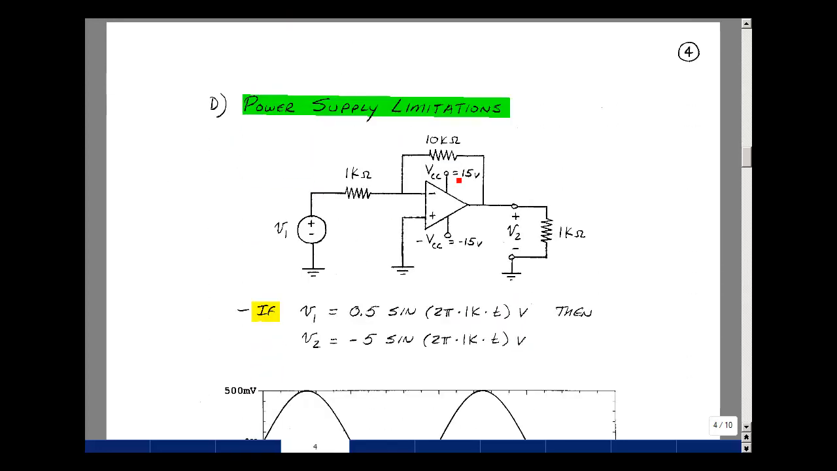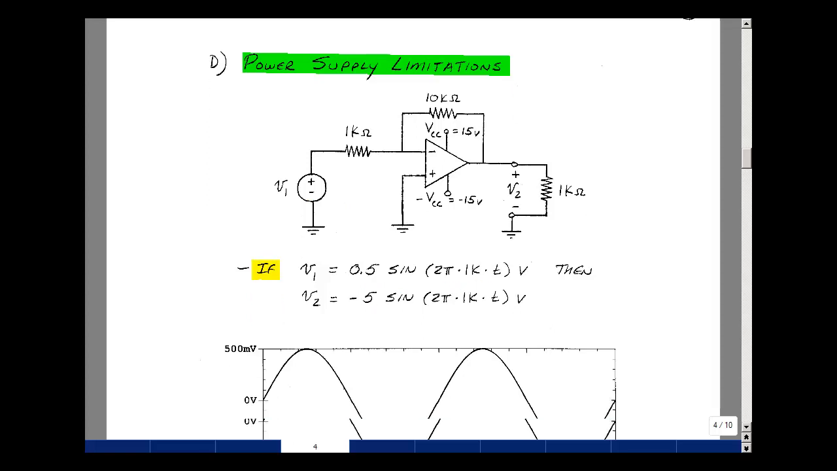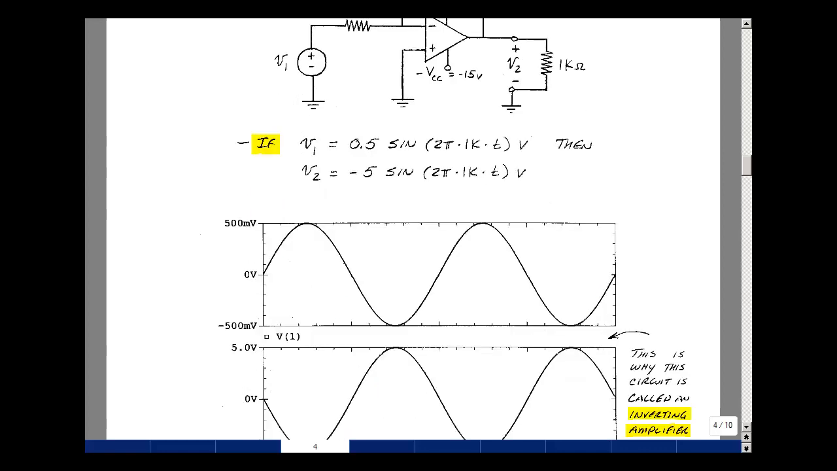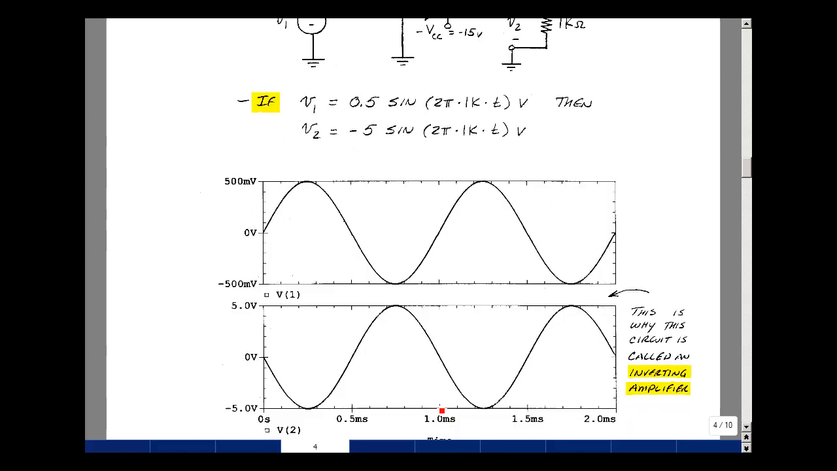Let me put those power supply connections back on the drawing again, just to remind us that we do have batteries powering this. With a half a volt input, we found that the output was minus 5 volts. Suppose that we now put a half a volt times the sine of omega t, where omega is 2 pi times 1 kilohertz. Then below I've sketched what the lab data would look like. Goes up to half a volt, down to half a volt, and so on. And the period would be 1 millisecond. Here we see 1 period and 1 millisecond.